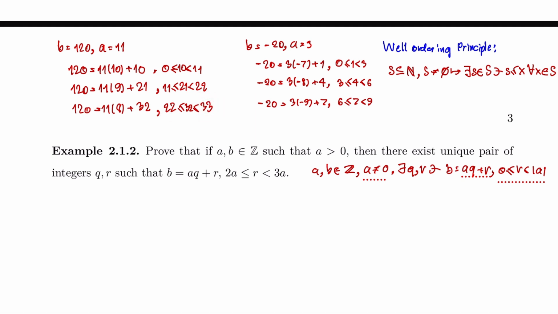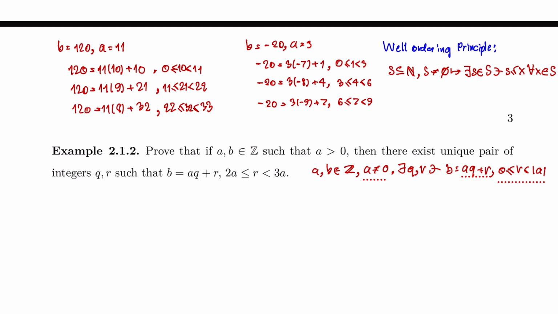And the same goes with b equals minus 20 and a equals 3. Minus 20 is the dividend and 3 is the divisor. According to the division algorithm, we have minus 20 equals 3 times minus 7 plus 1, where 1 is greater than or equal to 0 and less than 3. And what is this 3?